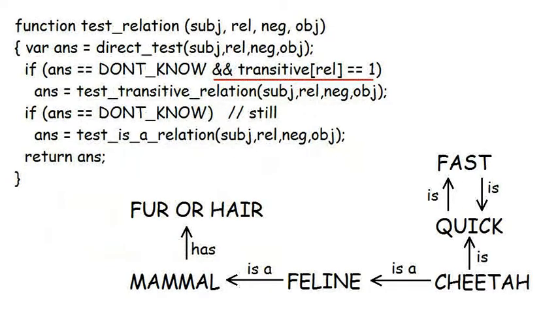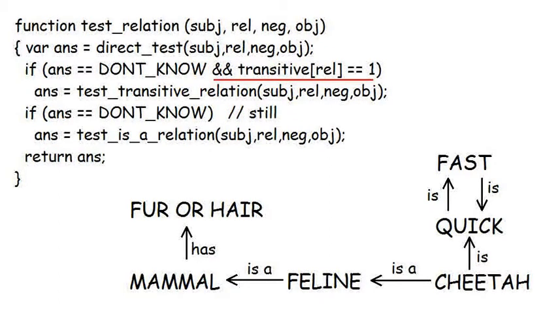Function testRelation firstly detects if there is a direct relationship between the two objects, i.e. not at a distance, but the correct arrow linking the objects directly in the right direction. In the example on screen, this would return yes for the relationship cheetah is quick or feline is a mammal, but it would return don't know for cheetah is fast or feline has fur or hair. However, the power of the program lies in being able to spot relationships at a distance. It should return yes for cheetah is fast or feline has fur or hair, and this is done by two further functions.